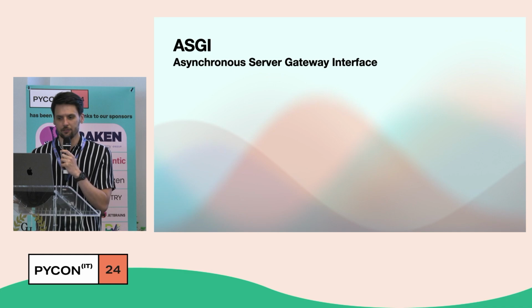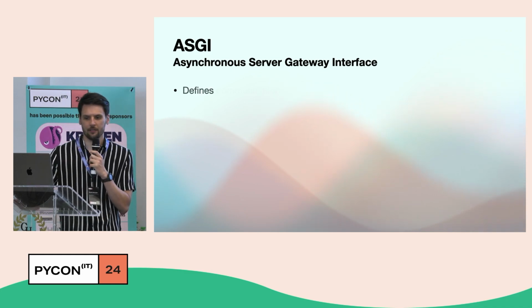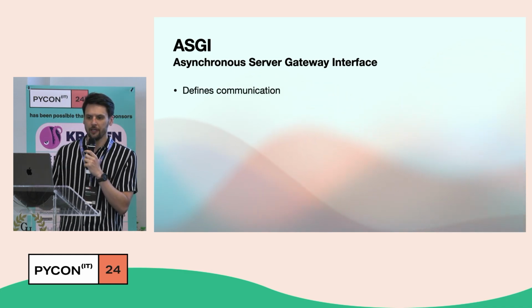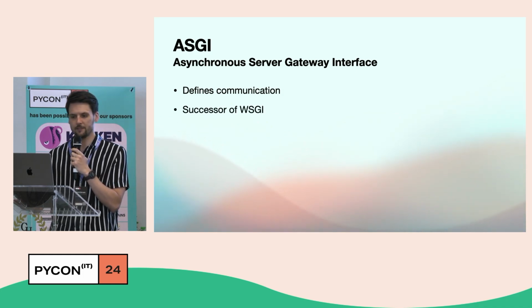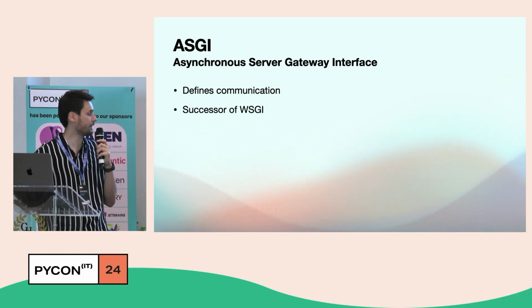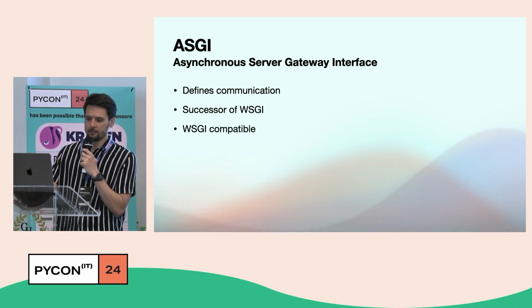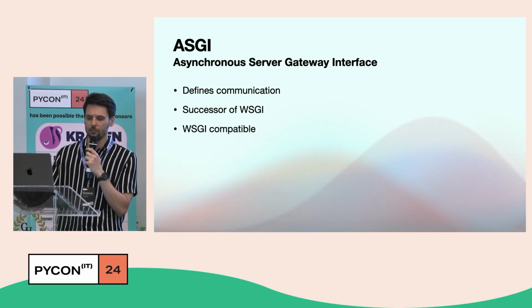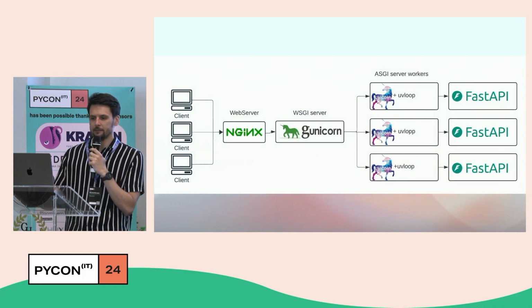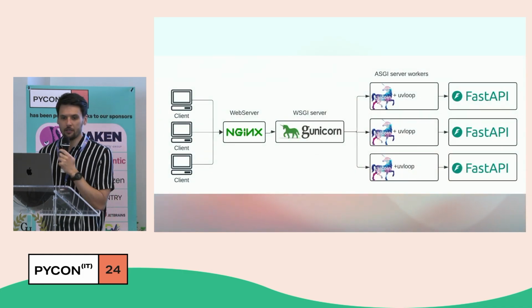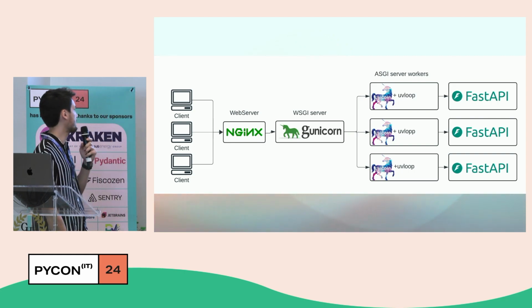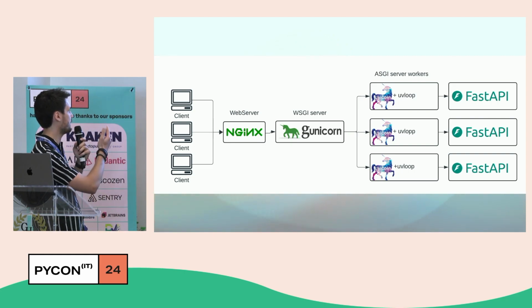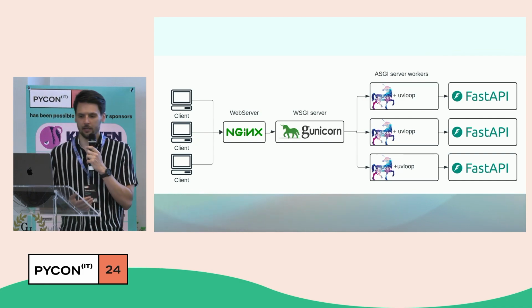So, Asynchronous Server Gateway Interface defines how to communicate between web application and web server, is a successor of WSGI, and is a superset of WSGI, which makes it compatible with it. And in typical architecture, you will see something like that. So clients send the requests to the web server. Here it is an Nginx.